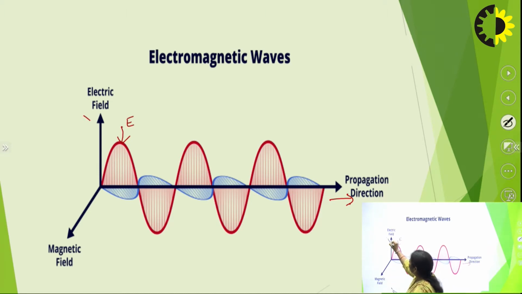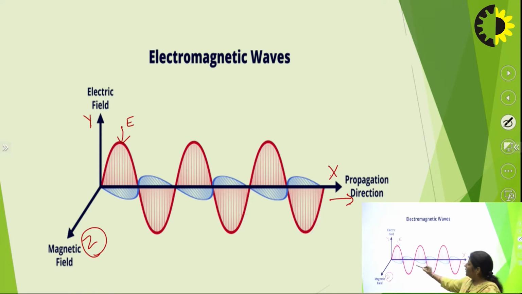Suppose this is the y part, this is the x part, so this can be the z part, if we are talking about the Cartesian coordinate system. All right. So here, this is the z part, and the magnetic field can be represented by this z axis. So we can see the magnetic field represented by this blue part.